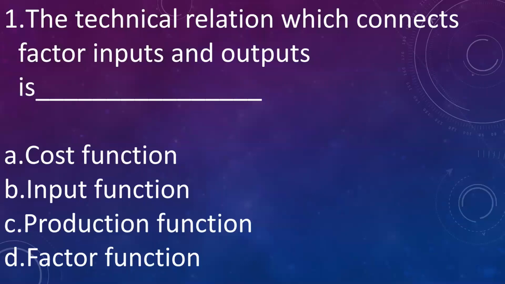The technical relationship which connects factor inputs and output is called: A. Cost function, B. Input function, C. Production function, D. Factor function. The answer is production function. Production function gives the relationship between inputs and outputs.